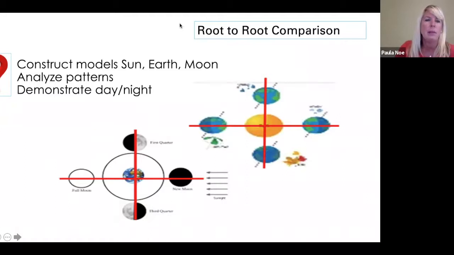So you can simply give me a 1, 2, or 3. 1 being construct, 2 would be the answer for patterns, 3 is the answer for demonstrate. Put that in the chat for me, and let's see what y'all come up with. What is this an example of? Constructing models, analyzing patterns, or demonstrating day and night?